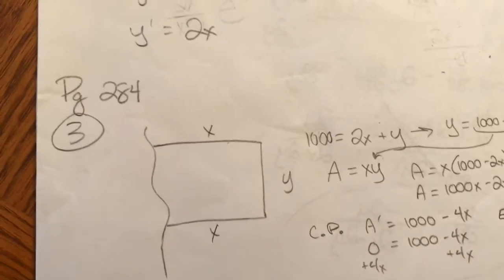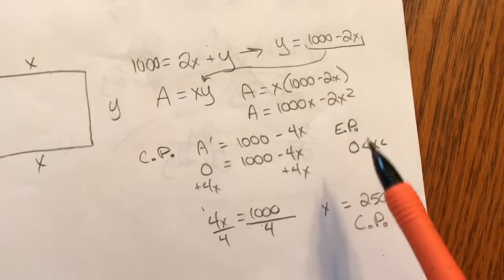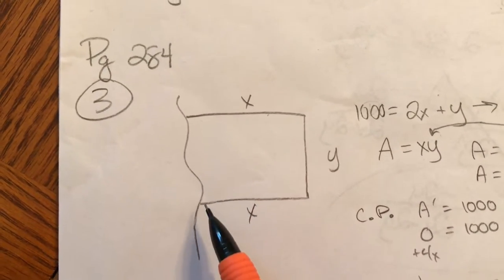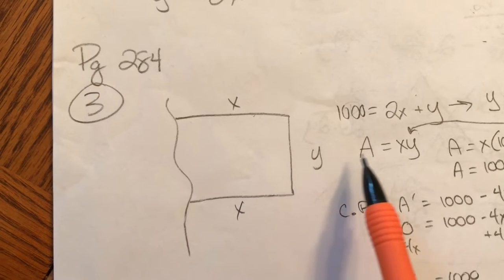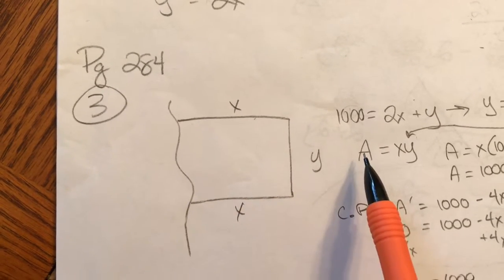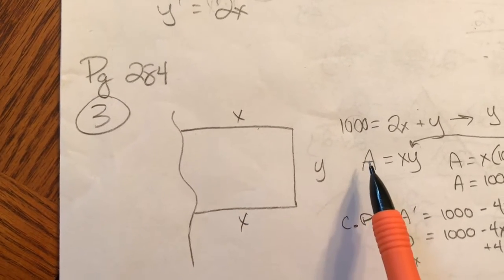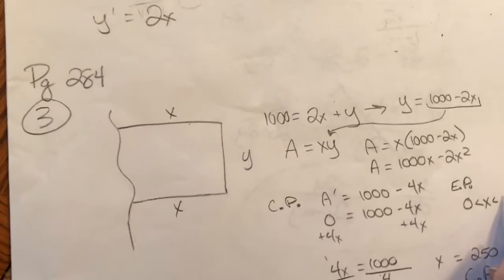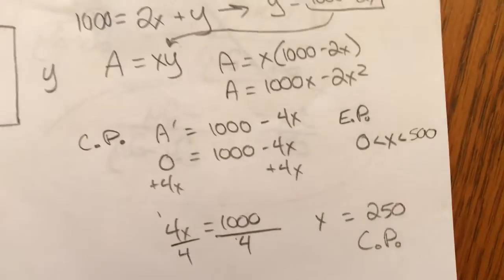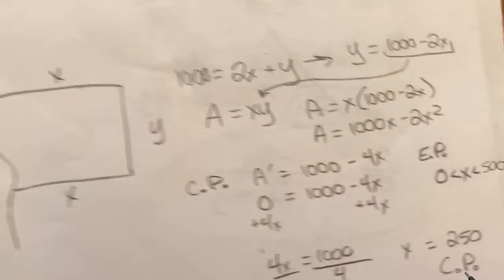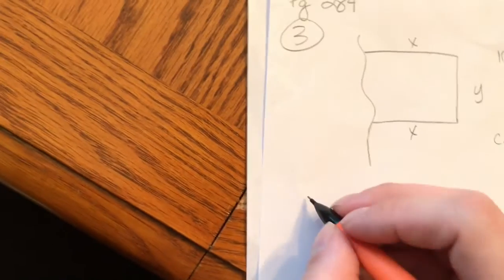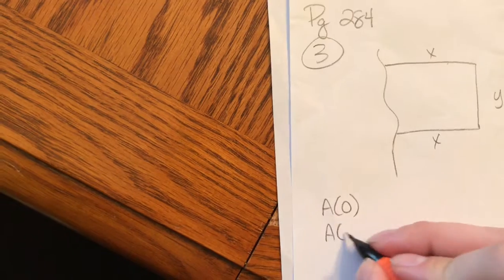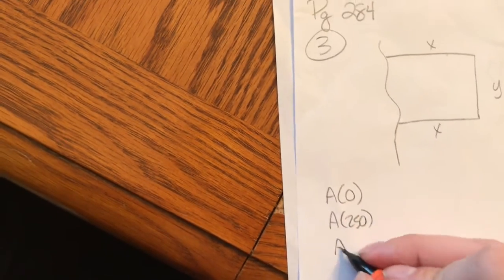Actually, no, I take that back. The largest it could be, if I'm using x, which seems like that's what I want to do, is I can't make a fence length any longer than 500. If I go over 499.9999, that's the biggest I can do. So my endpoints are 0 and 500. So the x's that I'm going to plug into my original equation are 0, 250, and 500.